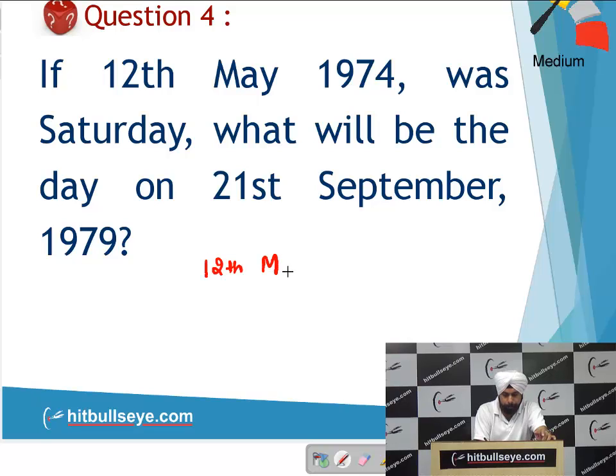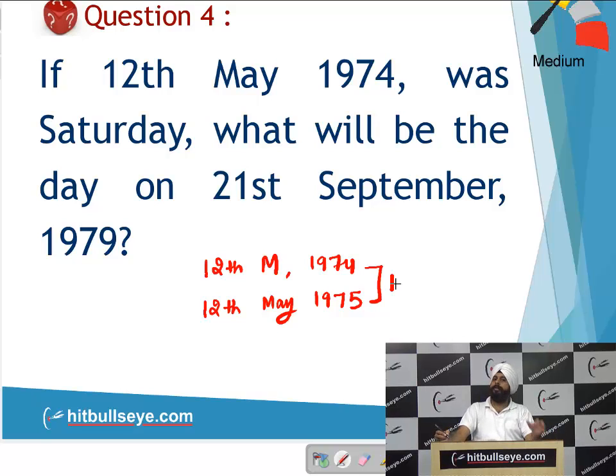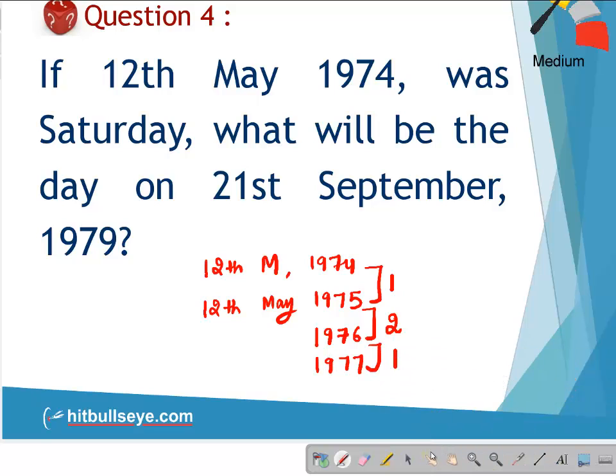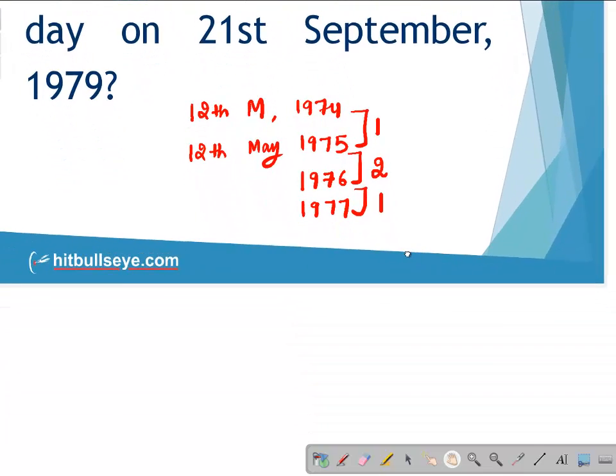See, 12th May 1974, if I straight away move to 12th May 1975, can I say we will get 1 odd day in between? Students, we know every normal year gives us 1 odd day. Now from 75 we move to 76. Now the February that is coming in between is leap. So we will have 2 odd days. Now to 1977 we will have 1 odd day, and so on.